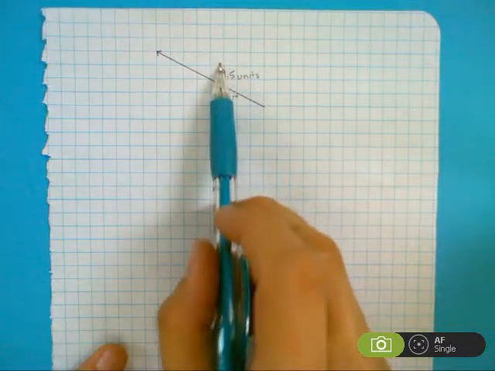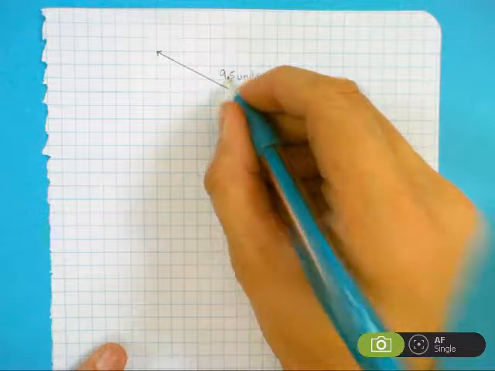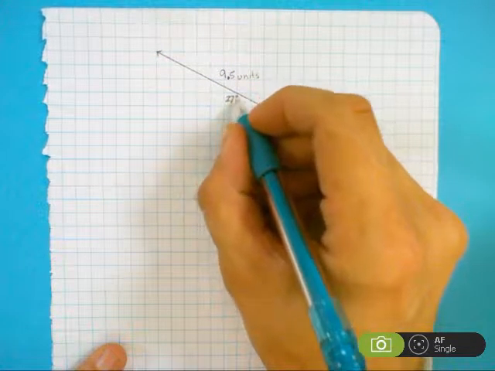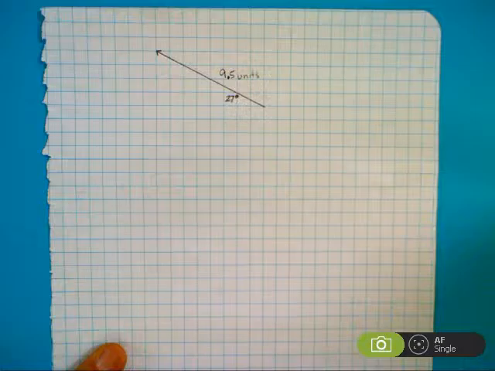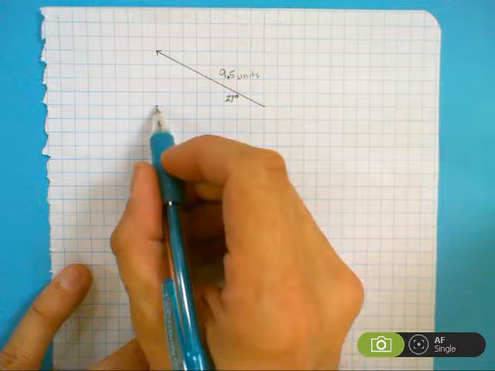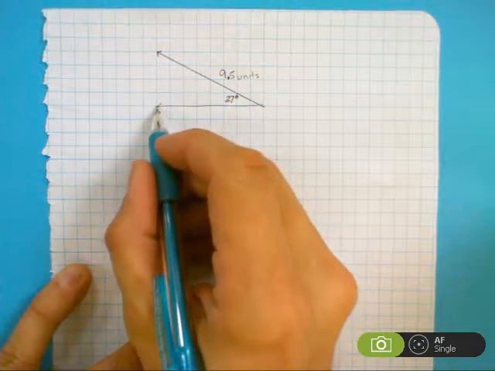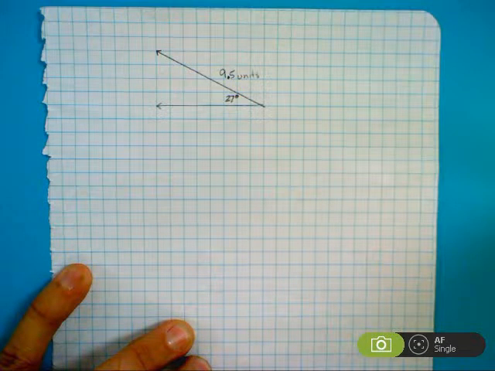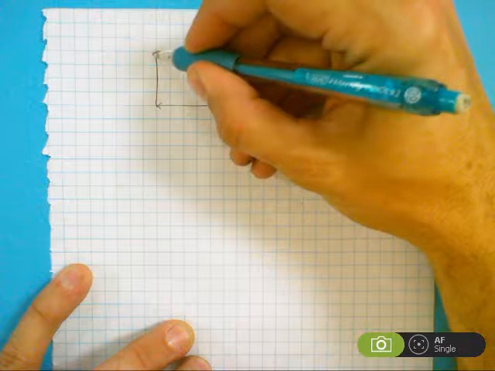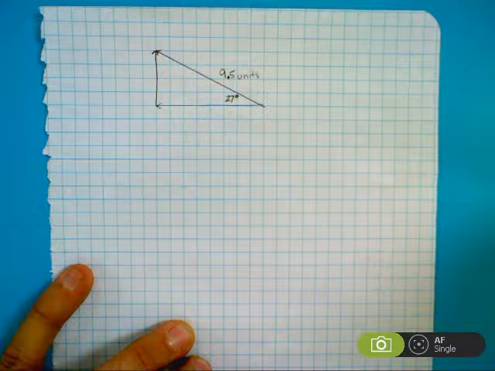So here I have a vector that's 9.5 units. That's a 9.5. If you can't read my handwriting there's a decimal. And it's sitting at an angle of 27 degrees. This guy is made up of two different components. One component lies along the x-axis in the negative direction, so it's pointed this way. And then the other component lies along the y-axis in the positive direction. So we could say that that vector has both a negative and a positive component to it.